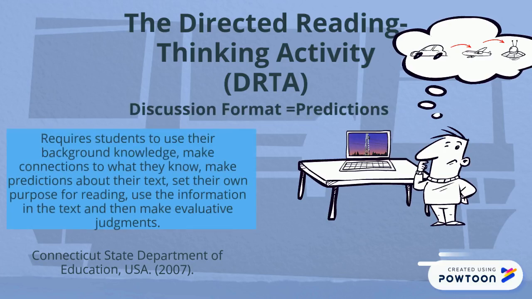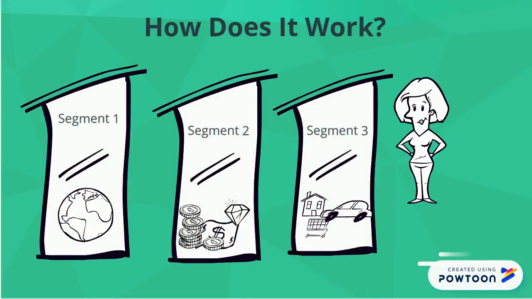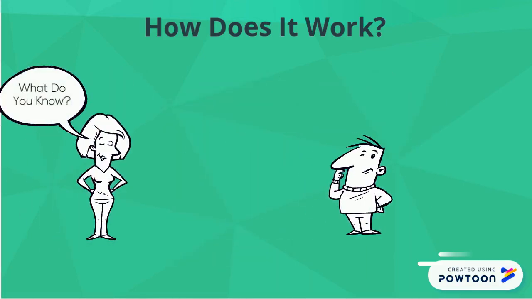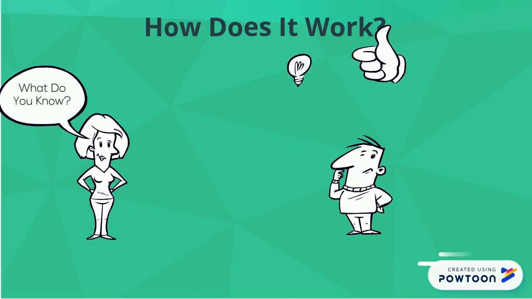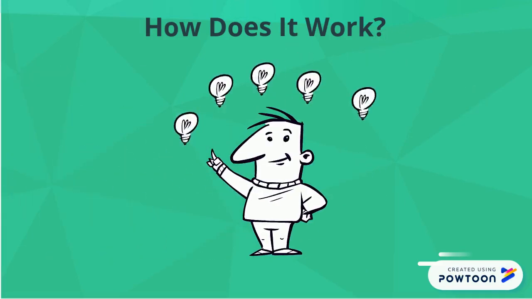It requires students to use their background knowledge, make connections to what they know, make predictions about the text, set their own purpose for reading, use the information in the text, and then make evaluative judgments. How does it work? Reading assignments are broken into meaningful segments, and the lesson is planned around these segments. Students are asked to recall what they already know, and based on the hints, illustrations, and other clues given by the teacher, to predict what is occurring.